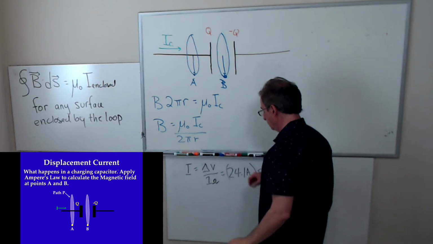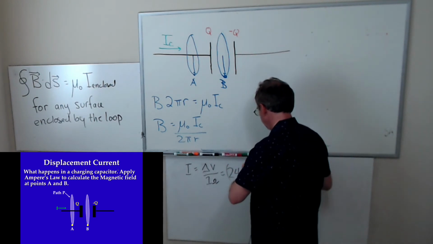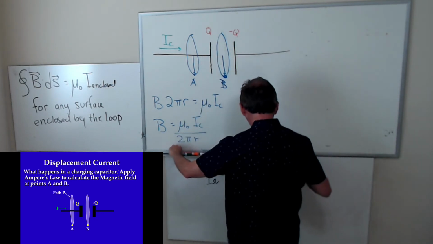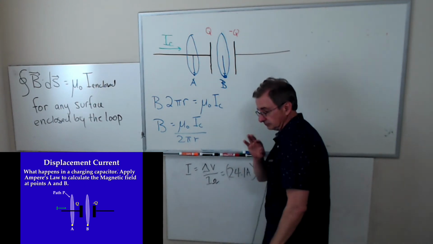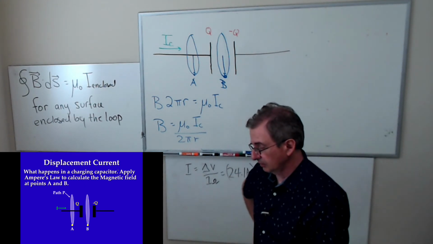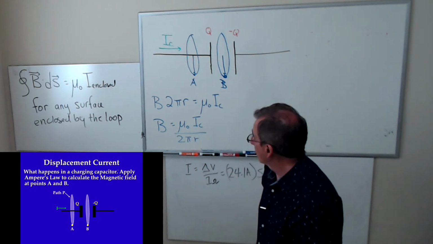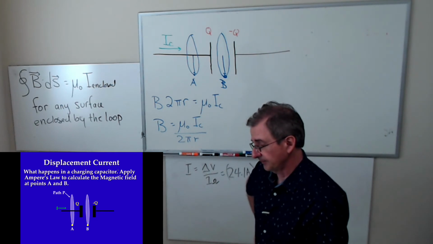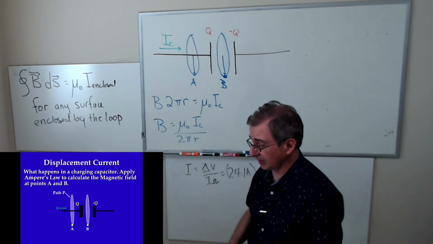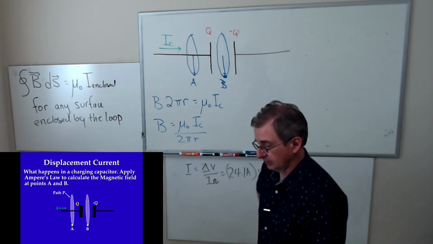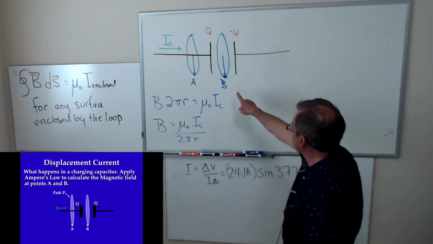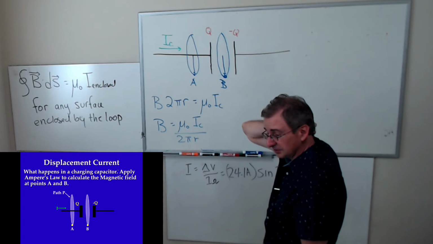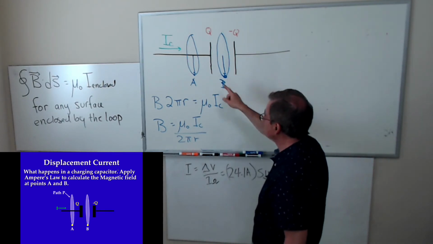Now, what about over here? What do I do in between the plates of the capacitor? There is no current there, right? There is no current there. There's nothing penetrating that loop. So then what does Ampere's law say? It's 0. So Ampere's law says the magnetic field is 0 over here.